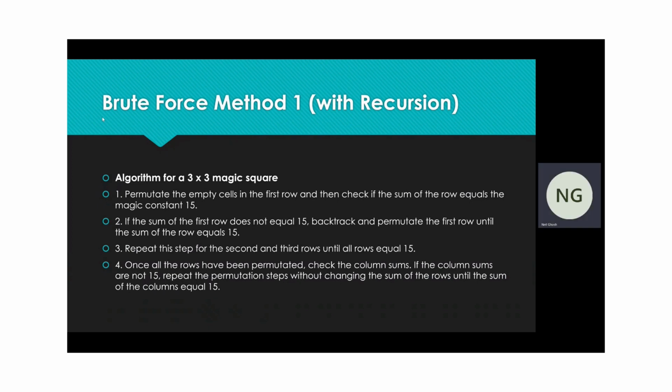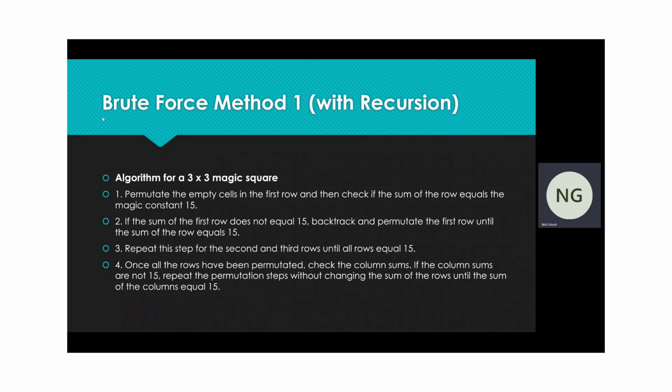The first step is to permutate the empty cells in the first row and then check if the sum of the row equals the magic constant, which is 15 in the case of a 3x3 magic square. If the sum of the first row does not equal the magic constant, the algorithm backtracks and permutates the first row until the sum of the row does equal the magic constant. This step is repeated for the second and third rows until the sum of all rows equal the magic constant. This helps to save a lot of time because there's no useless permutations in the second and third row until we know for certain that the first row has a sum that is equal to the magic constant.